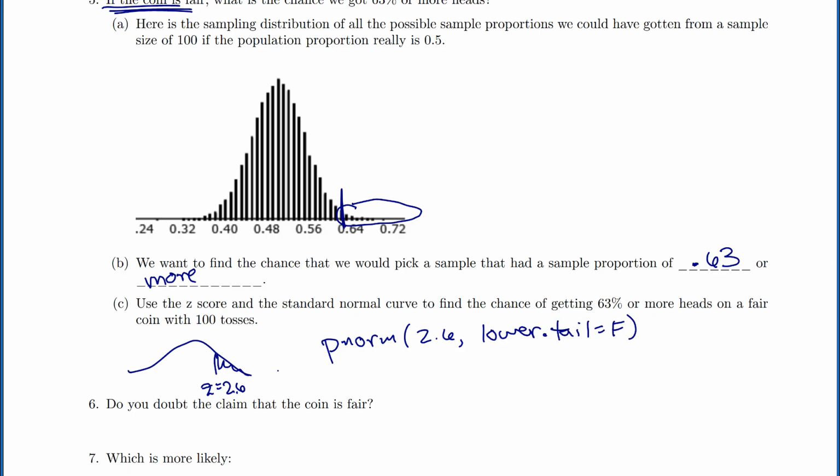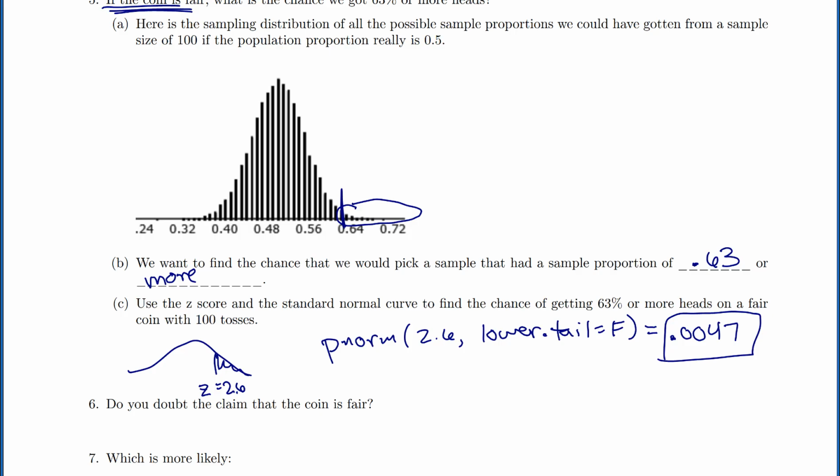Now, if you remember, because this was my standard normal curve for z, that's the default in R. That's why I don't have to put in the mean and standard deviation, because it is the default in R. It knows that the mean is 0 and the standard deviation is 1 for that standard normal curve. When I put it into R, I get a probability of 0.0047. So we had a 0.0047 chance that we could get 63% heads or more on a fair coin.